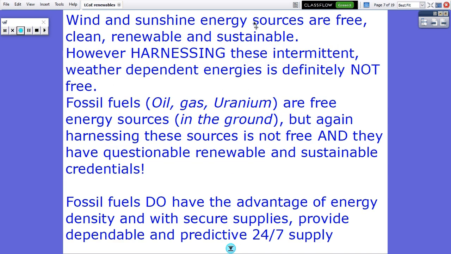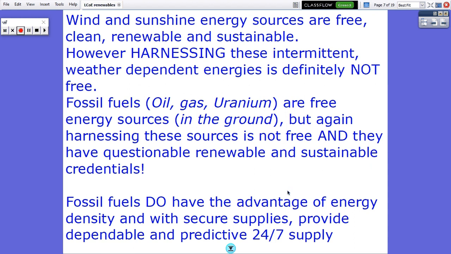Wind and sunshine energy sources are free, clean, renewable and sustainable. However, harnessing those energy sources is definitely not free, and that goes for fossil fuels as well. They're free technically in the ground, but in order to actually use those energy sources, you effectively need to mine them. So oil and gas may well have good, reliable sources, but they may be questionable in terms of their renewable and sustainable credentials.